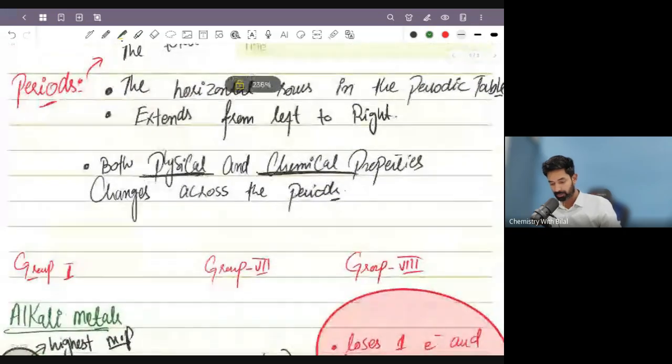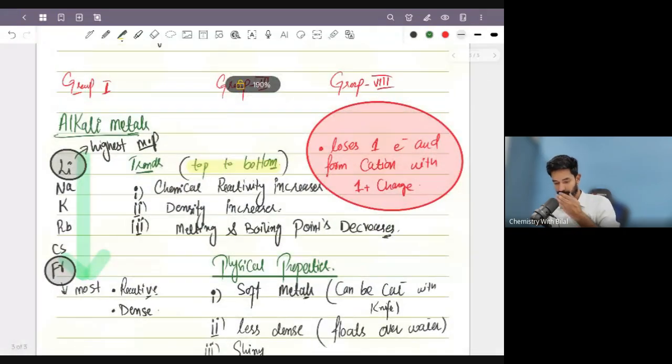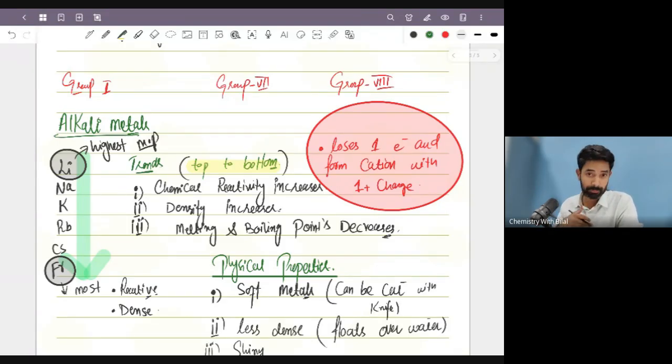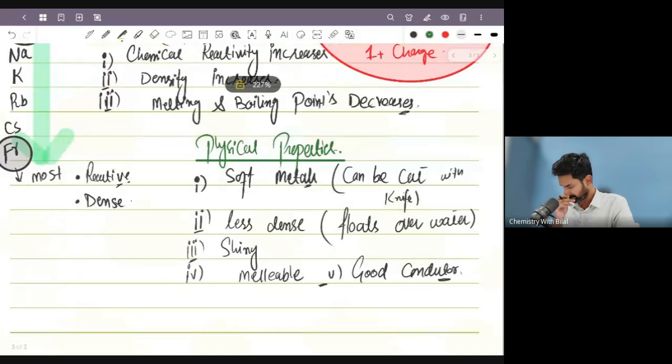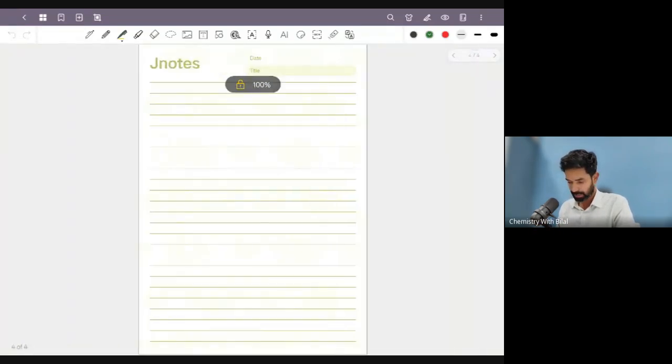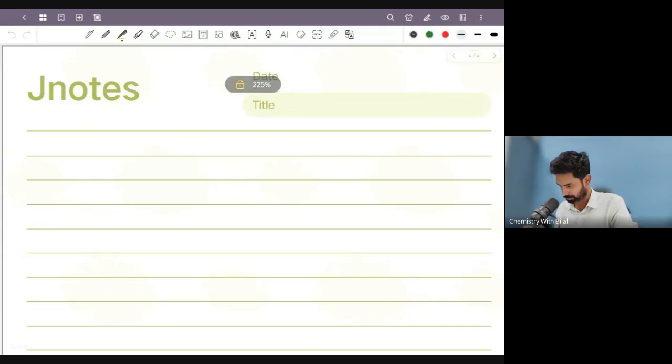So periods are the horizontal rows, and we have 3 groups in our syllabus: group 1, 7, and 8. Group 1 are alkali metals. There is no need to learn all the metals. You will be given the periodic table. So we just need to know the exact concept. The trends: chemical reactivity increases, melting point decreases, density increases. And they are soft metals. They are less dense, shiny, and malleable. Let's talk about halogens, and then we will complete today's class.